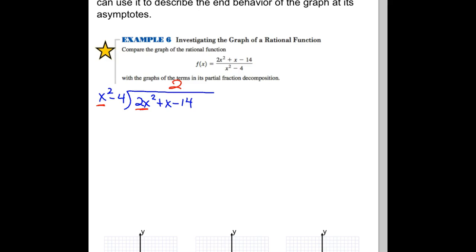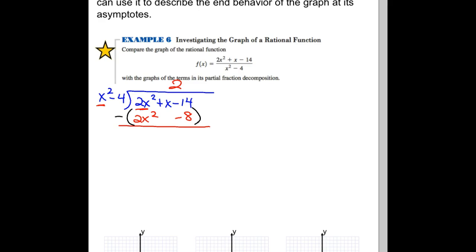Good. We times the 2 and the x squared minus 4 back together. So 2 times x squared, 2 times negative 4. Notice that I moved it over so my columns are lined up. We are going to subtract now, right? That's the next step in division.